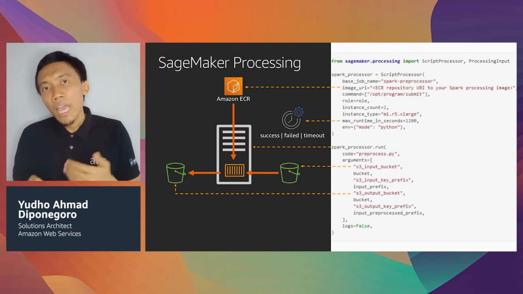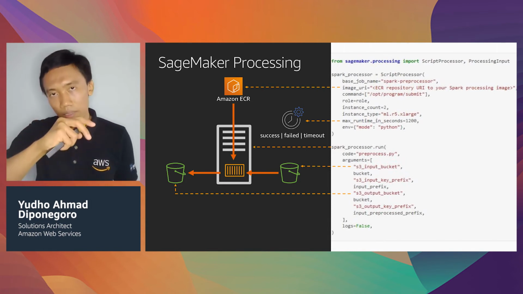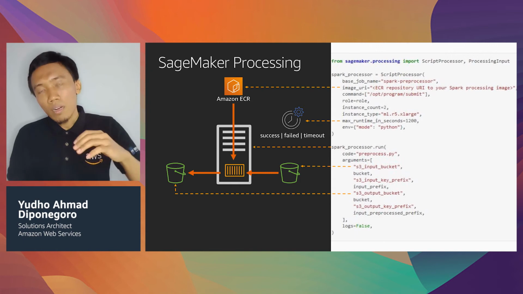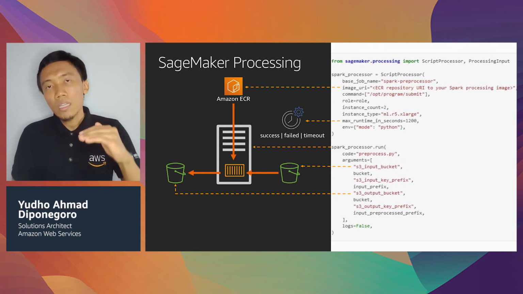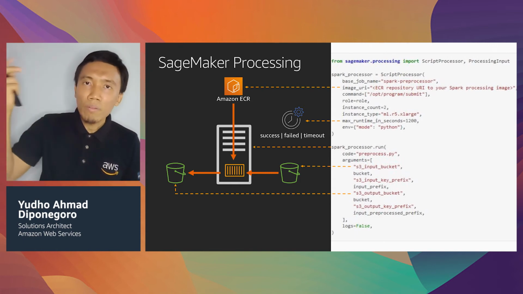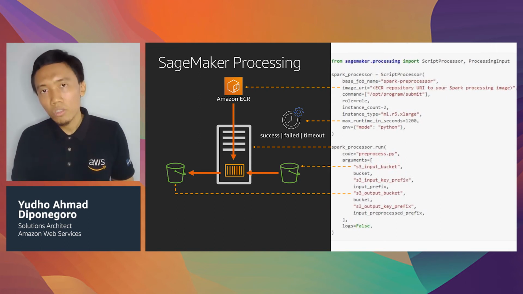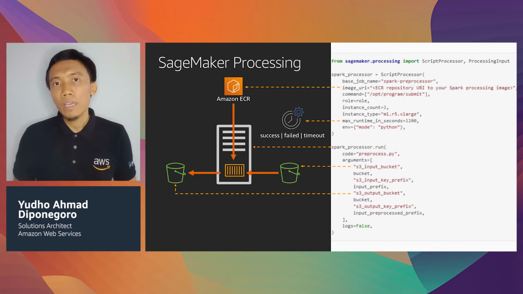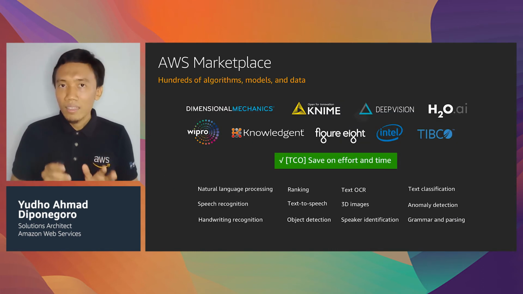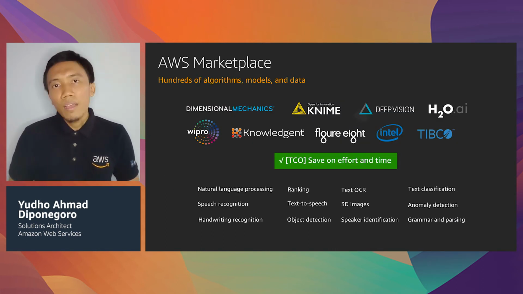And what's going to happen in the background is that SageMaker Processing will spin up an EC2 instance. It will download the Docker image and run it on that EC2 instance. It will copy the input data from S3 into the container, run the processing job, and upload the result back to S3. And you only get to pay for the duration when the processing job is actually running. That is about processing.